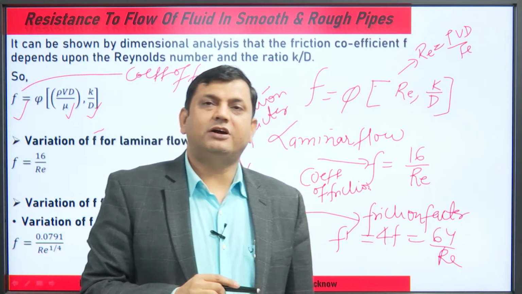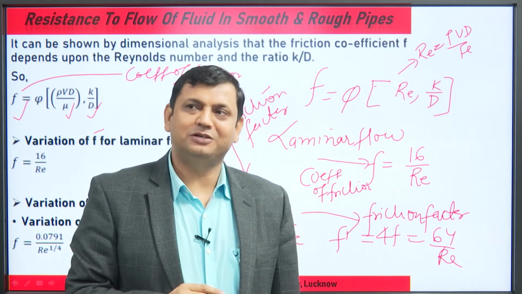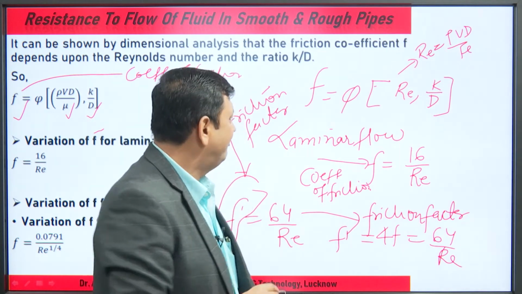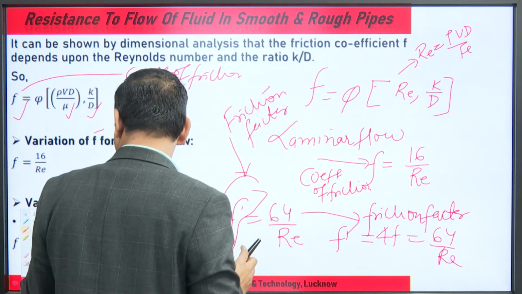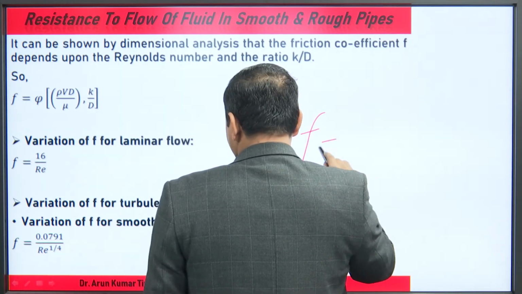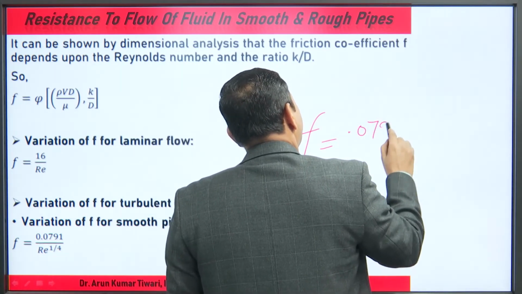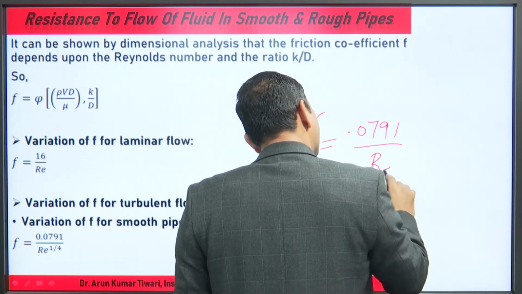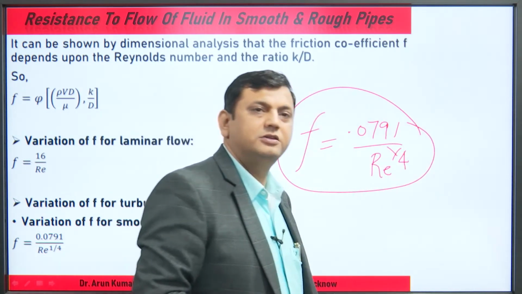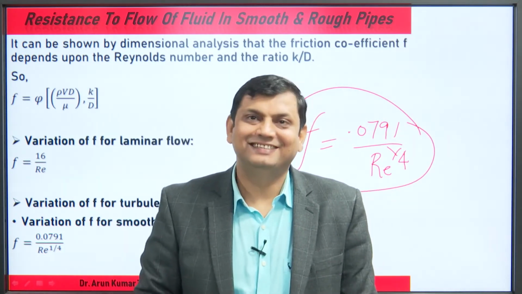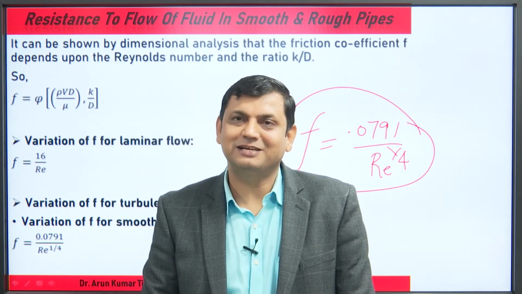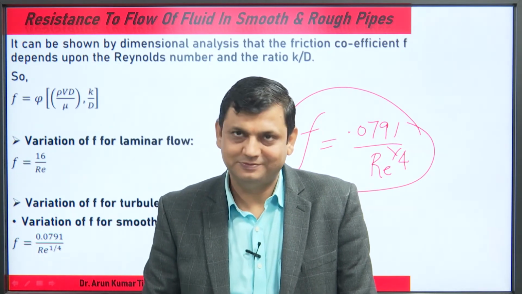Again, for turbulent flow, its value is 0.0791 upon Reynolds number power 1 by 4. This is for turbulent flow only. So this is the relation of the friction factor and Reynolds number in the case of laminar as well as turbulent flow.